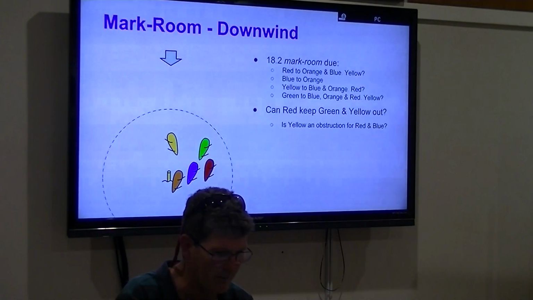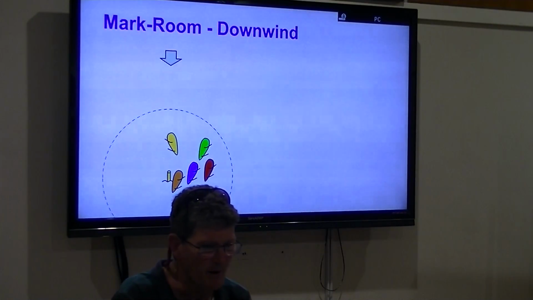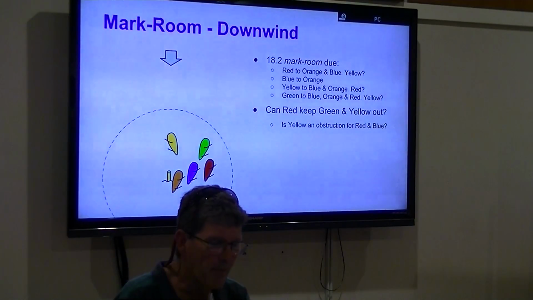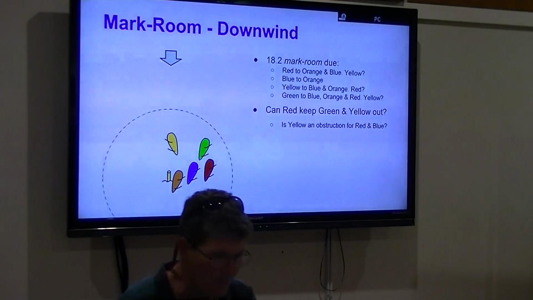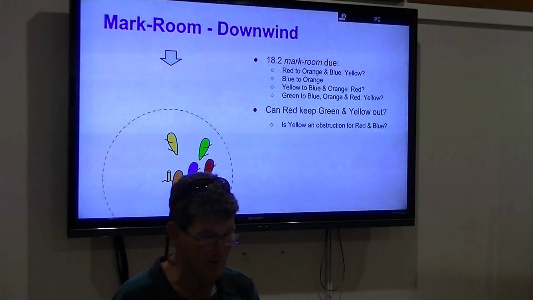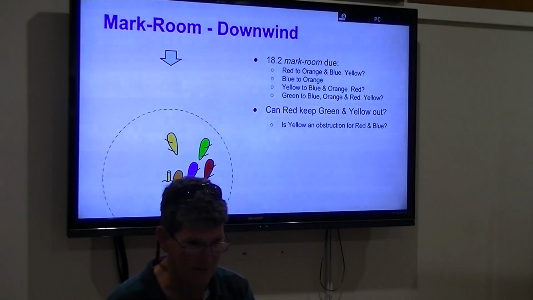Is it going to end up like this? Blue down the bottom there. So, where do we go here? The question is, how does red keep green out? Well, red can't luff green because blue's in the way. So, in order to keep green out, red has to take some pretty substantial action.